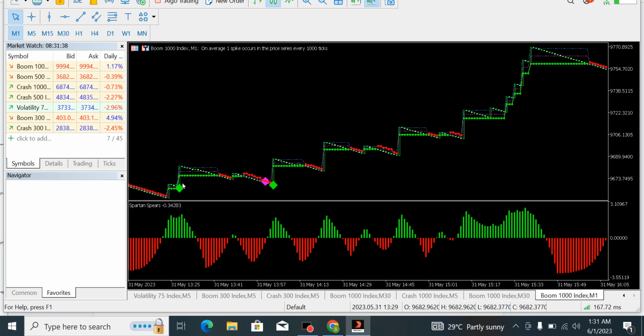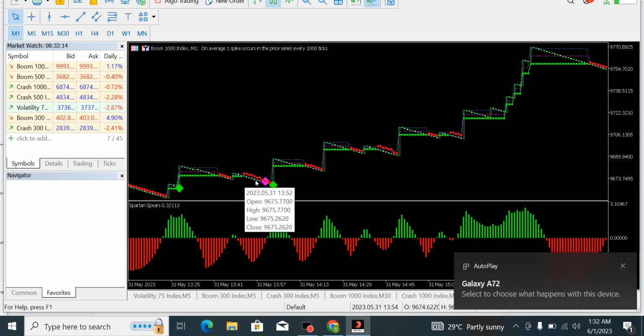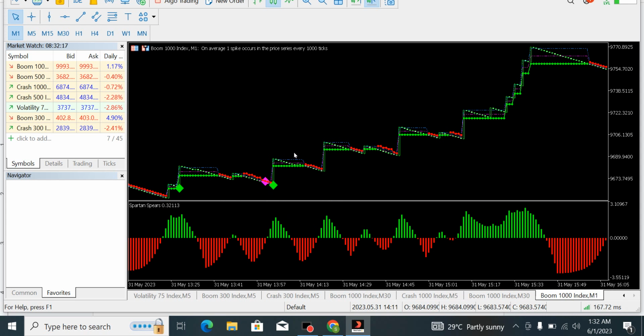Check it out. It gave us a buy signal right here. The green diamond right here is the buy signal, while the purple one is the sell signal. But because the market is on an uptrend and it's coming from the support zone, you only obey the buy signal. So you just pick your buy signal right from here. Even if you missed out on the first spike, you can still come in and place your order because the market is already around the support zone.